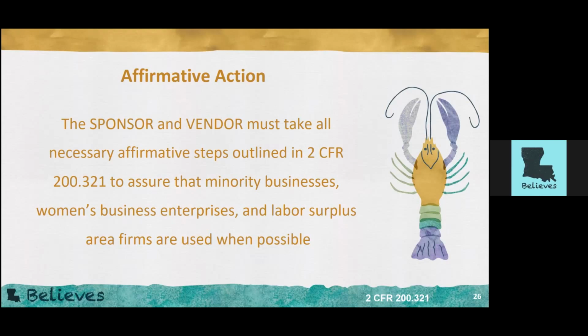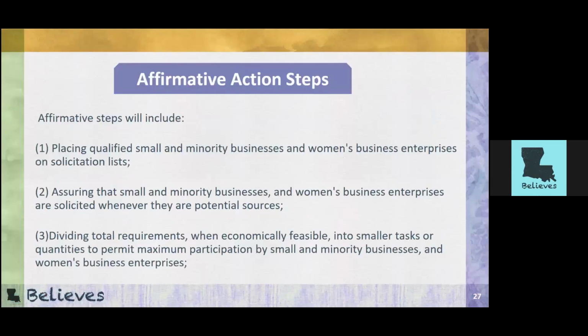Affirmative action. All formal solicitations must include the affirmative action steps as outlined in 2 CFR 200.321. These steps are intended to assure that minority businesses, women's business enterprises, and labor surplus area firms are used whenever possible. The affirmative action steps must also be included in the bid solicitation.